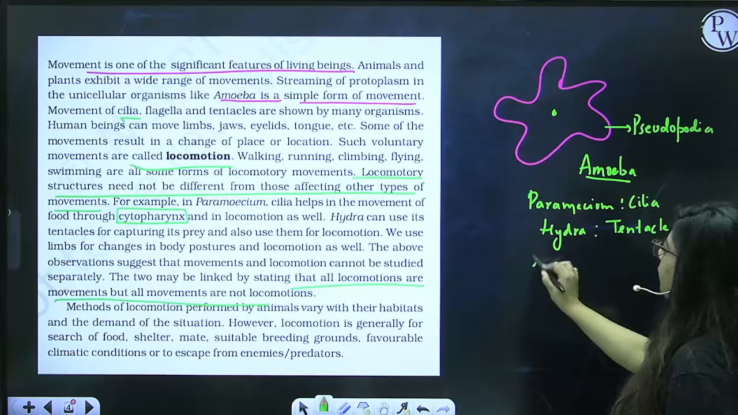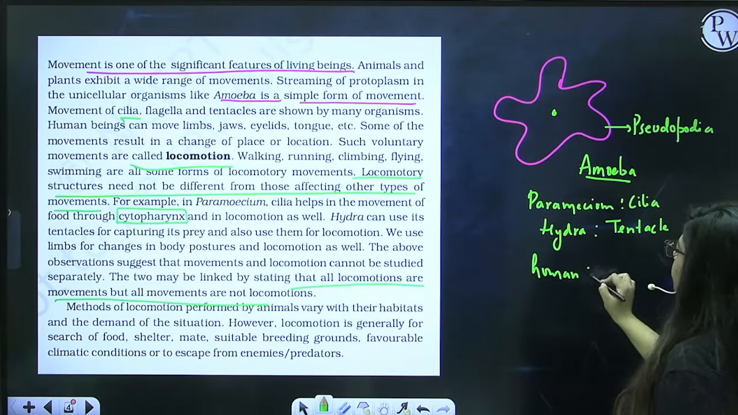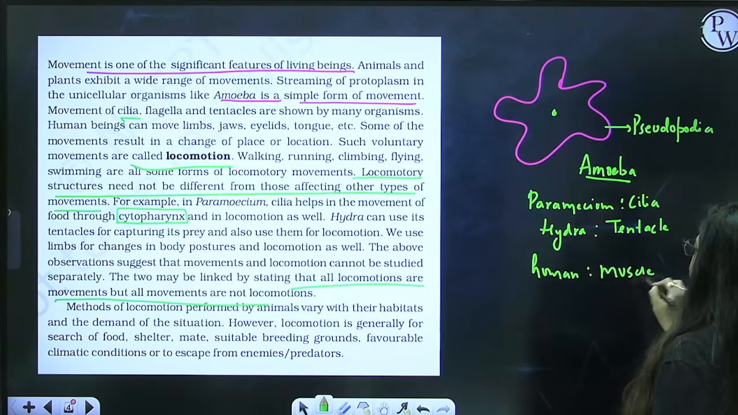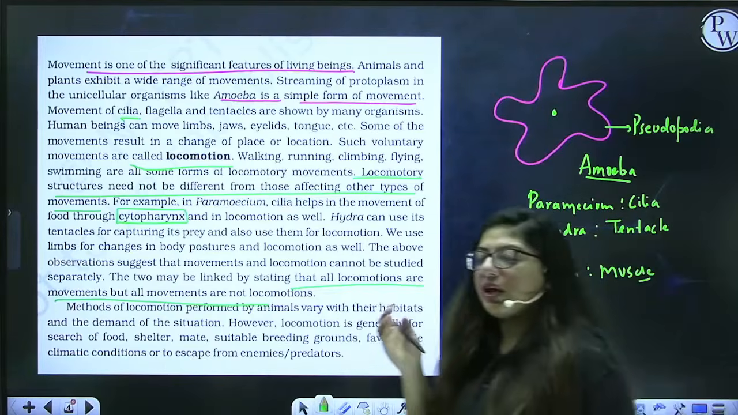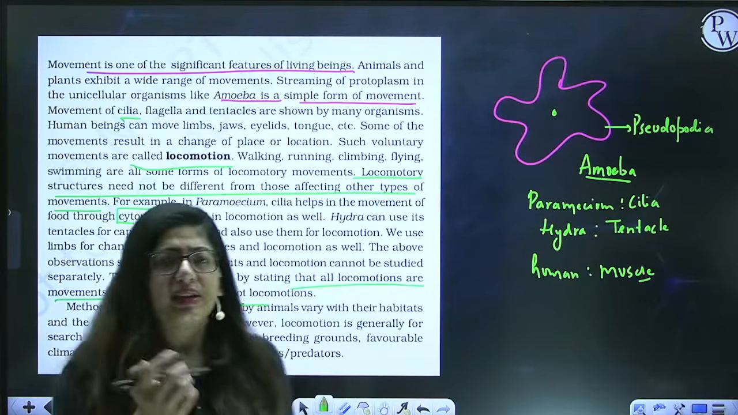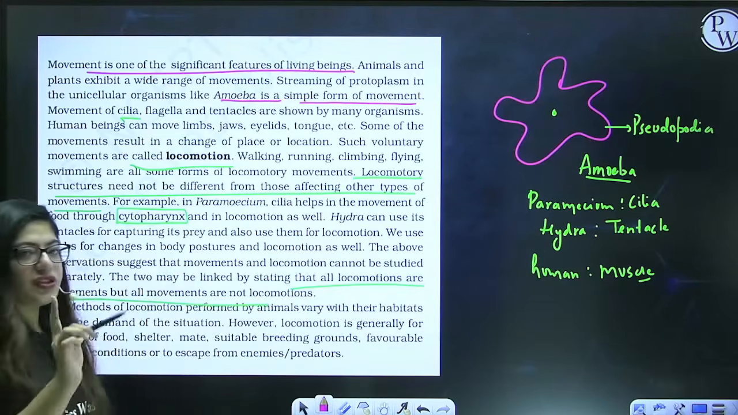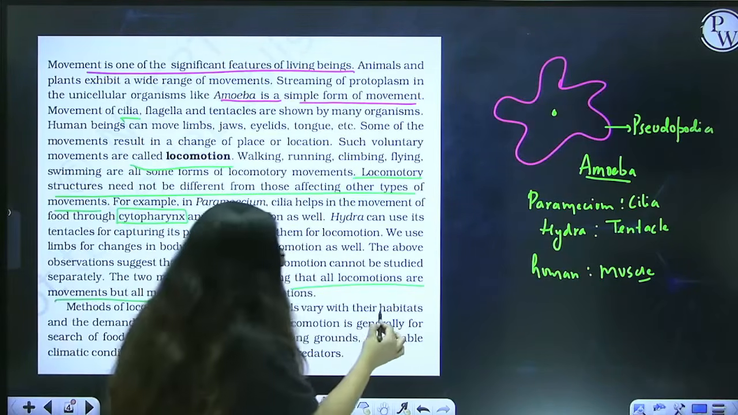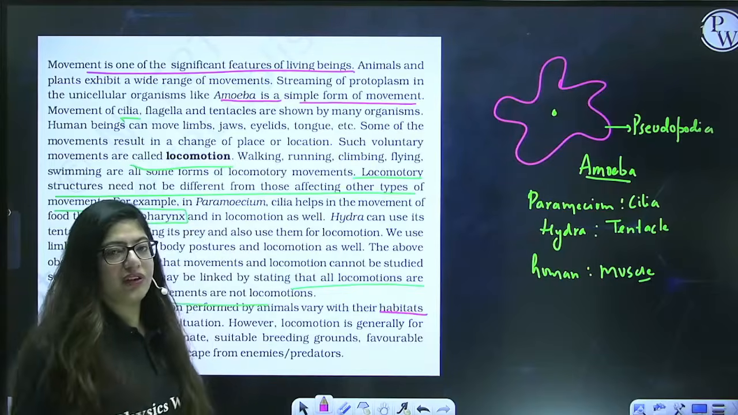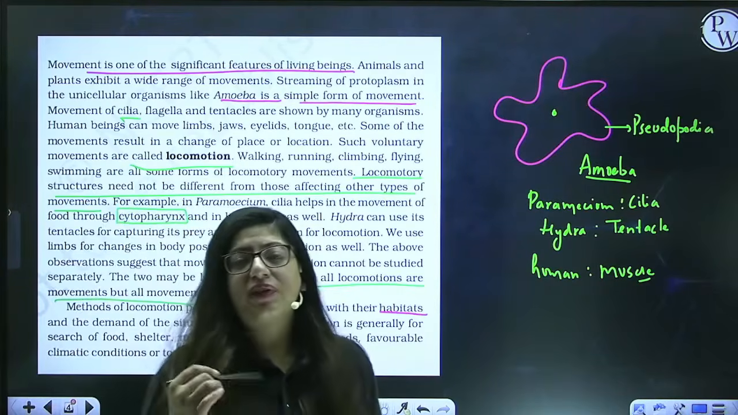And human, they walk by with the help of muscles. Now, why all these organisms, are they having different types of these locomotory structures? The reason is, first of all, where they are present. Like the hydra, it's usually found in the water. So that's why they have a certain kind of structure.